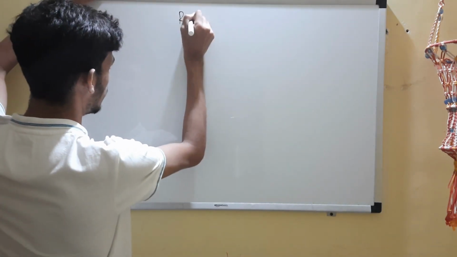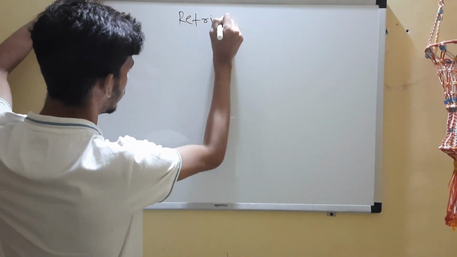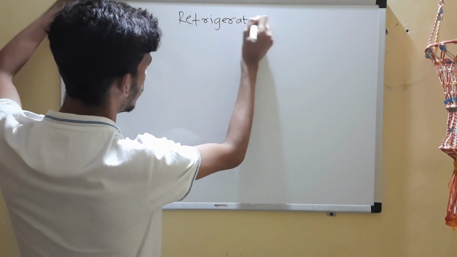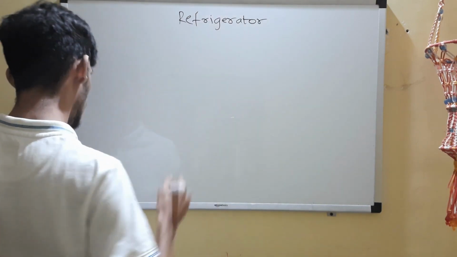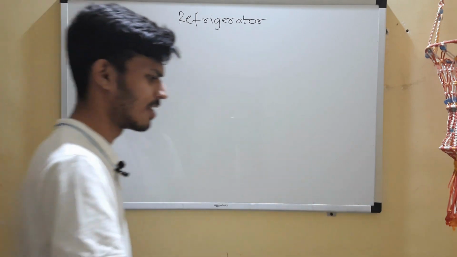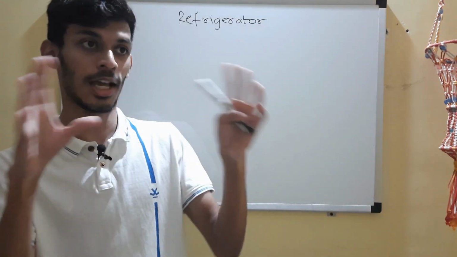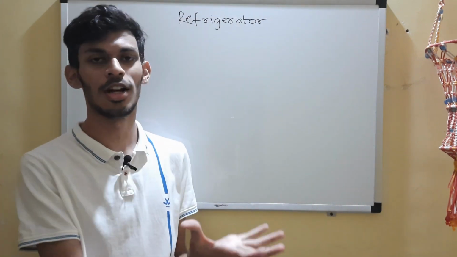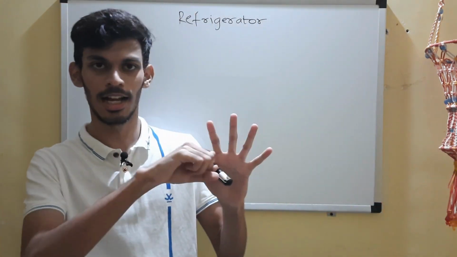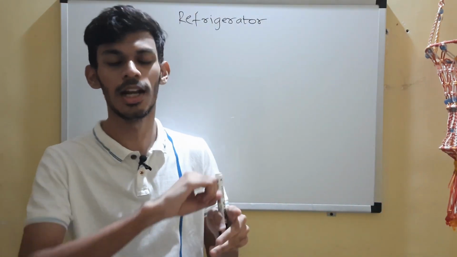Today we are going to discuss the refrigerator, something which we all know about, which we all use in our day-to-day life. So what is the basic purpose of a refrigerator? We all know it. It's just to extract heat from a certain chamber and keep it cool so that we can store our food and keep it fresh, right? So basically the refrigerator extracts that heat from that chamber and expels it into the surroundings, right?